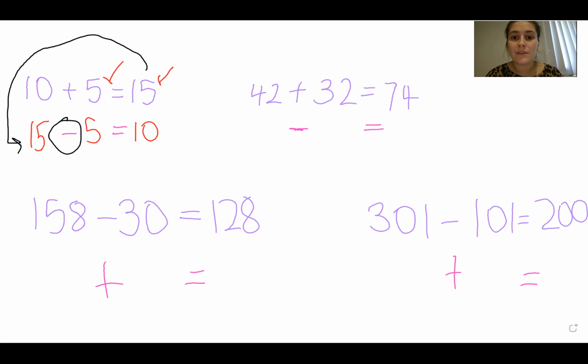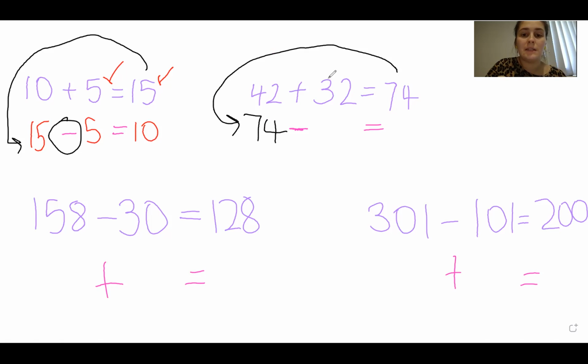Now we'll have another go at this one over here. It's 42 plus 32 equals 74. Now we know that if we are adding, our inverse operation for this number sentence is going to have to be a subtraction one, and we have to use the biggest number at the beginning. So we have to go 74. We just work our way backwards, take away 32, which will give me the answer of 42.